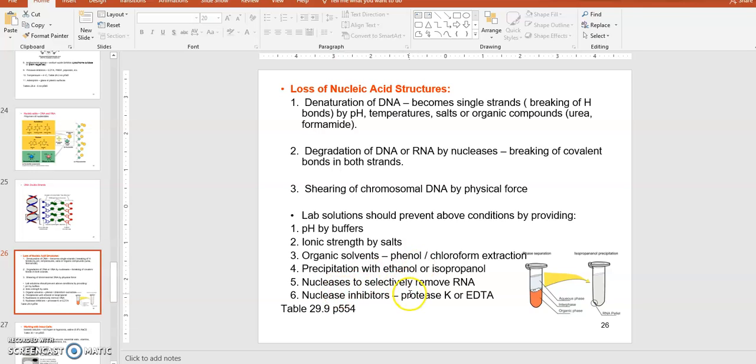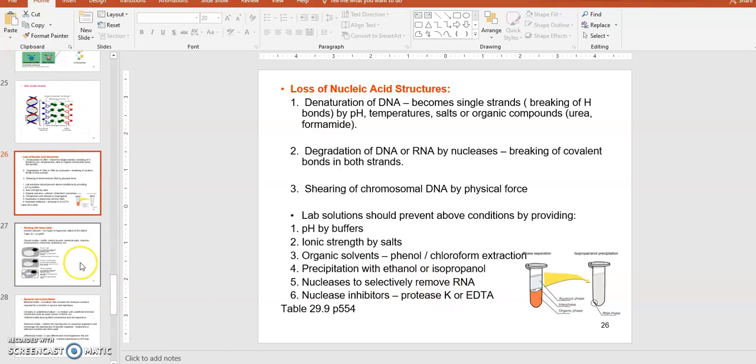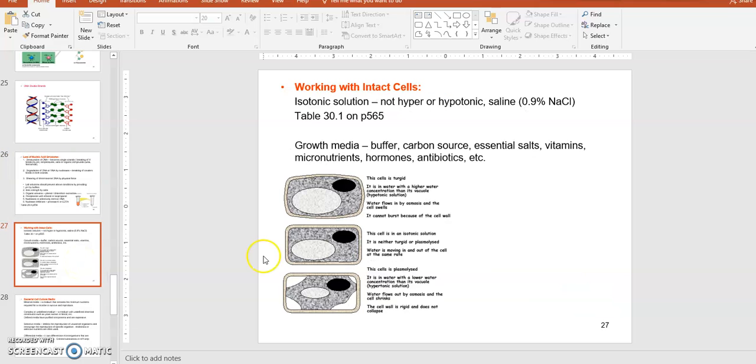And nuclease inhibitors as well, proteinase K or EDTA, can inhibit the nuclease activity. So these are all important tips when you try to maintain the structure of DNA RNA when you deal with them. Okay.